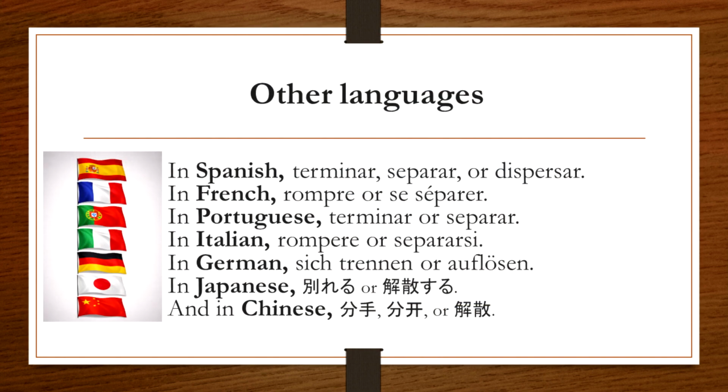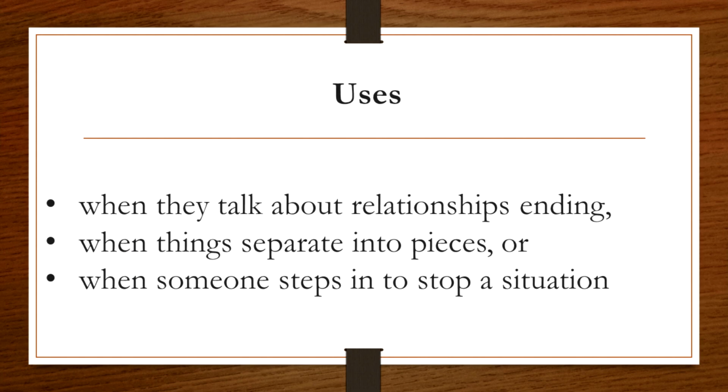In Spanish, it's often terminar, separar, or dispersar. In French, people say rompre or se séparer. In Portuguese, you'll hear terminar or separar. In Italian, it's rompere or separarsi. In German, it's sich trennen or auflösen. In Japanese, it can be wakeru or jeisansuru. And in Chinese, it's usually funsho, funkai, or jeisan.